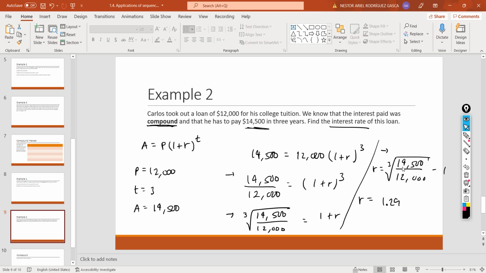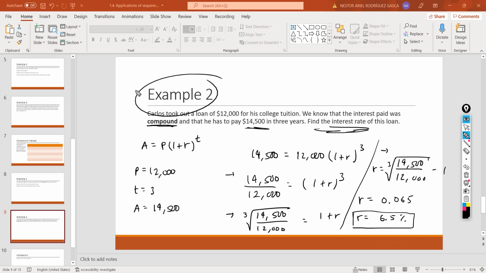I found out the mistake. I was doing this incorrectly in the calculator. That's why I got this. This is wrong. And the rate of interest that I got is 0.065. When we convert this to percentage, that's going to be 6.5%. And that is the interest rate for this particular example.